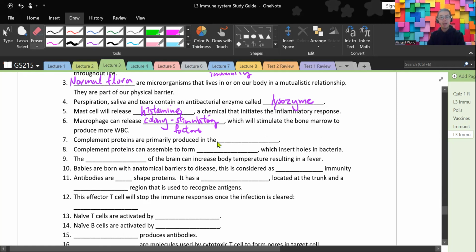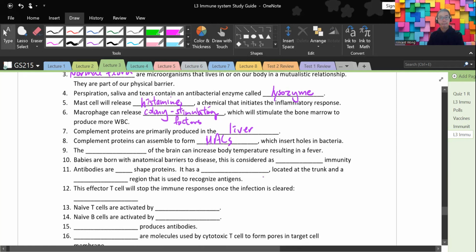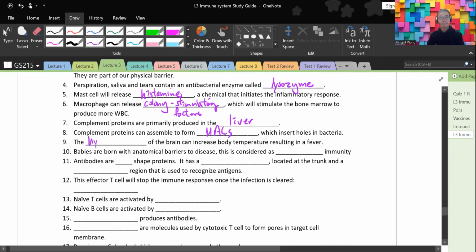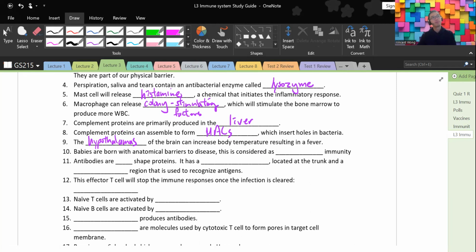Complement proteins are primarily produced in the liver. Complement proteins can assemble to form membrane attack complexes, which will insert holes in bacteria. The hypothalamus of the brain can increase body temperature, resulting in fever.